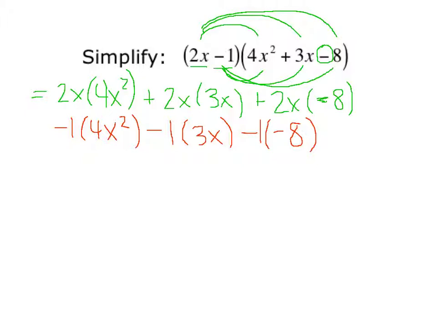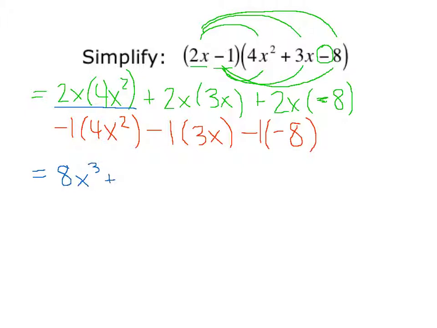So this first term, we have a 2x times a 4x squared. So first we look at the coefficients. So we have 2 times 4, which is 8, and then x to the first times x squared. And remember, if you're multiplying like exponential bases, we add the exponents. So we have x to the 1 plus 2, or x to the third.